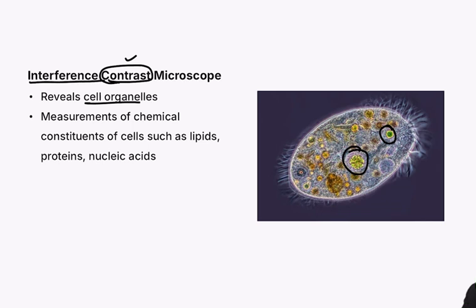You are trying to interfere inside. That is how I learned it. Because you want to interfere inside the cell and the organelles, you will use the interference contrast microscope. That's not all. It also helps you know certain chemical constituents. You want to know about the lipids, the proteins, the nucleic acid. The interference contrast microscope tells you that too.